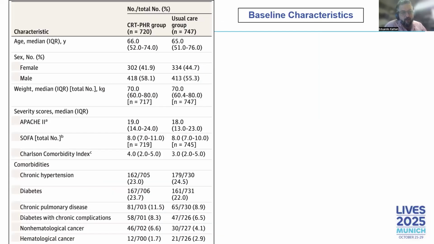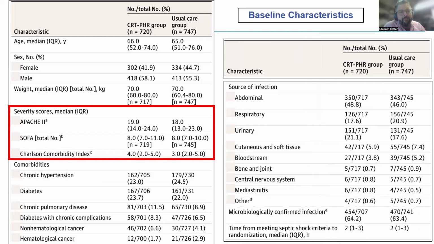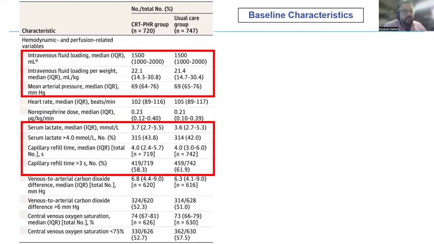These patients at the baseline were quite severe, had SOFAs of 8, Apache scores of 19, and had a high comorbidity index with a median age of 66 years and some of the comorbidities. And regarding septic shock characteristics, most of the septic shocks were abdominal, and they were randomized basically 2 hours after diagnosis to the intervention. The patients had received at least 1,500 mLs before study inclusion and had a baseline lactate of 3.7 and a baseline capillary refill time of 4.0.